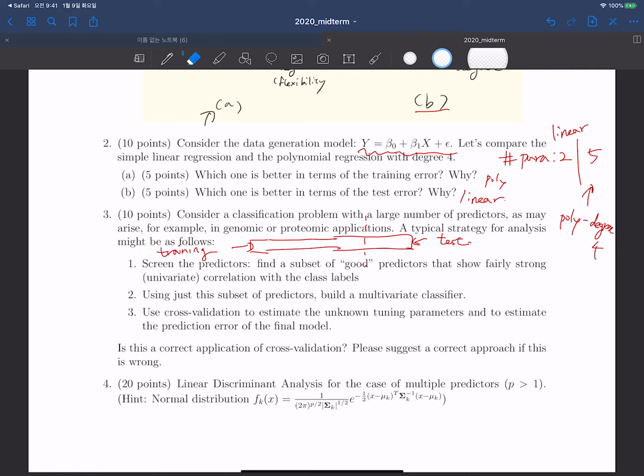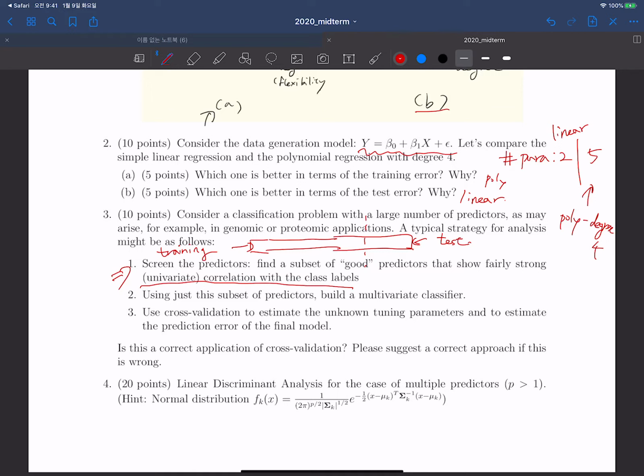So even for the first part, screening the predictors, you cannot use the test data points. If you find a subset of good predictors that show fairly strong correlation with the class label for your entire dataset, this already observes something of your test dataset, which breaks the cross-validation concept. So this is not the correct process of cross-validation.